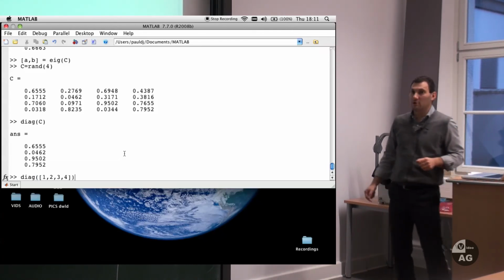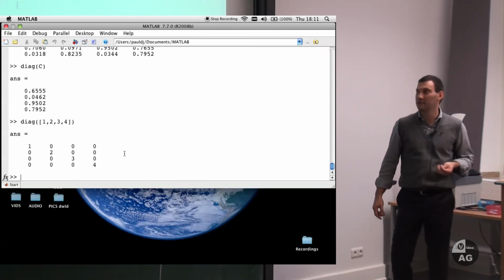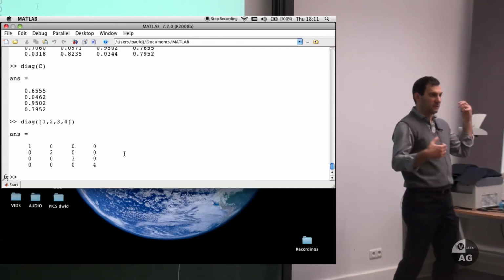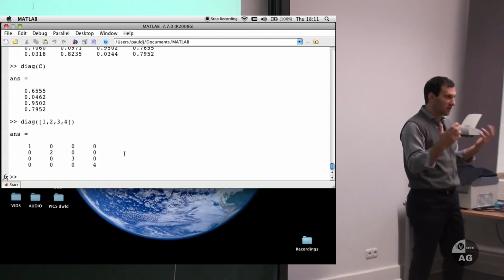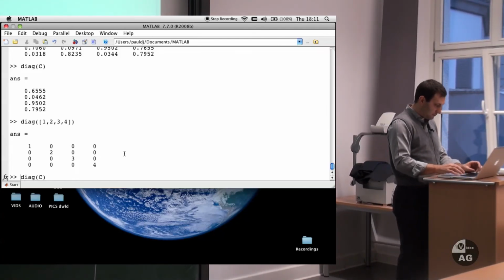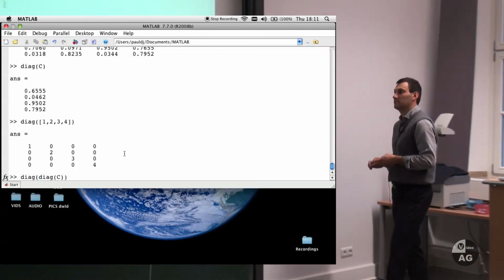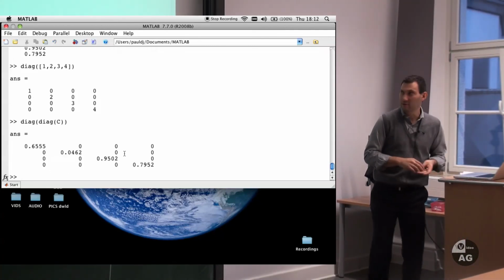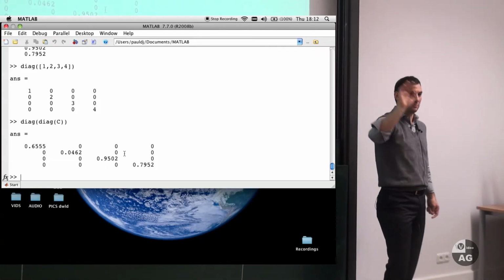Okay, now we call diag of a vector, and look at that. Now we get a matrix. We started from a matrix, diag gives us a vector. We start from a vector, diag gives us a matrix. This is horrible, okay? But it's actually useful in a way. You can do things like this. What is this? That's true. This is just a diagonal matrix with the diagonal entries of the matrix C. We have gone from a matrix to a vector to a matrix.